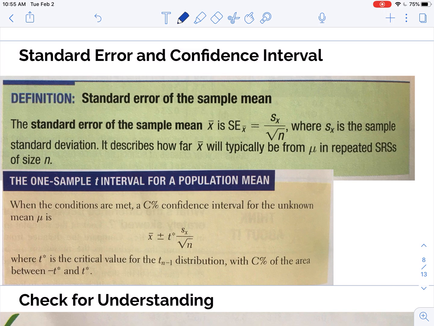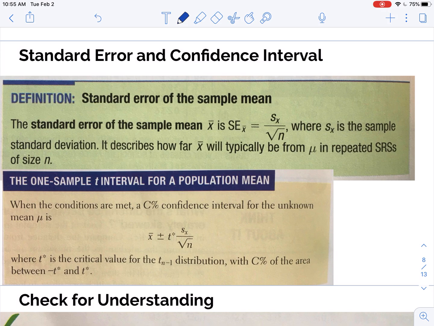It's a little bit different than what we did with the population because we're looking at sample means, but same concept. We take the sample mean that we found from our sample. We're going to add or subtract the t-value for whatever confidence level we're looking at, and we're going to multiply it by the standard error.